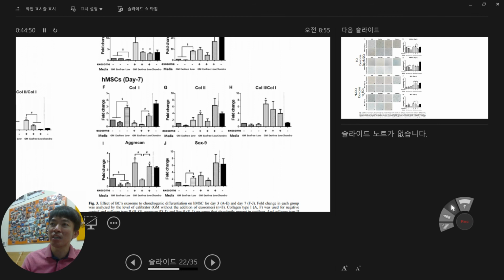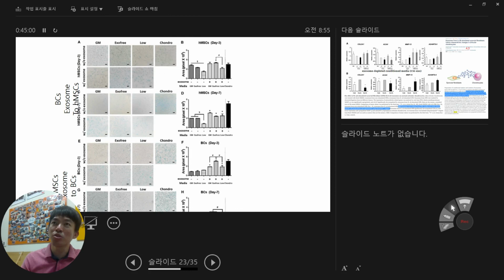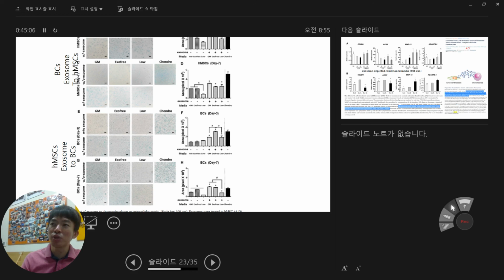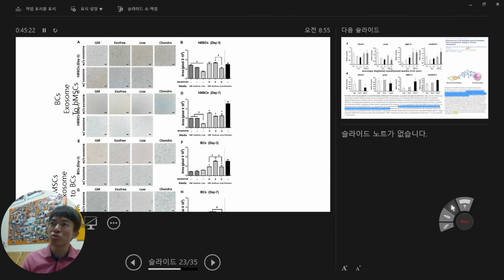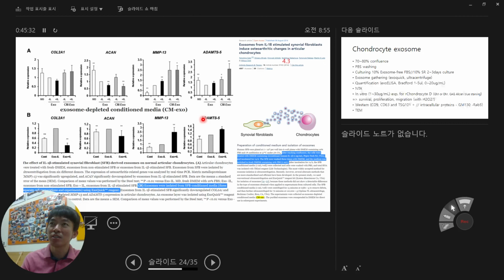So they want to say there is some communication between MSC and chondrocyte. And from bovine chondrocyte exosome to human MSC, and human MSC exosome to chondrocyte, they found that human exosome treated bovine chondrocyte have more Alcian blue staining, which means they have more chondrogenesis. And in this way also, with exosome, they have a little more chondrogenesis. Maybe we can use this methodology for confirming our efficacy. Yeah, this is a subsidiary point.